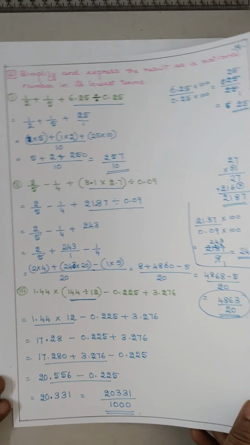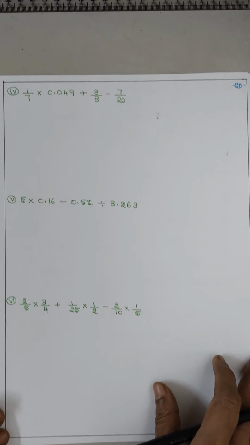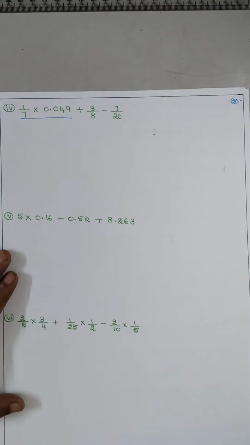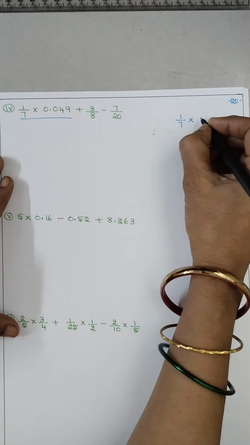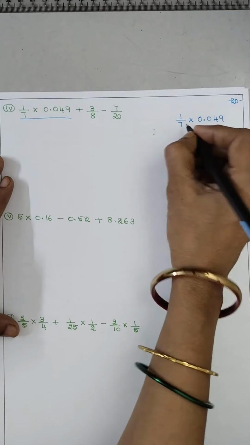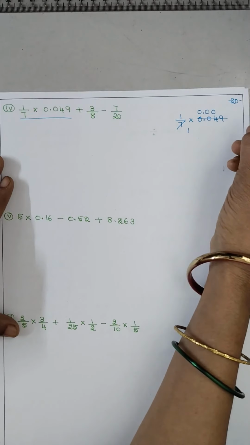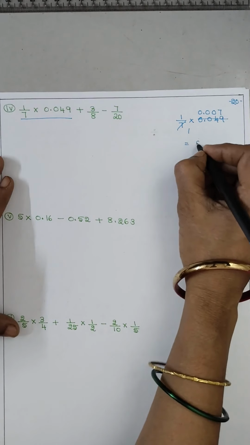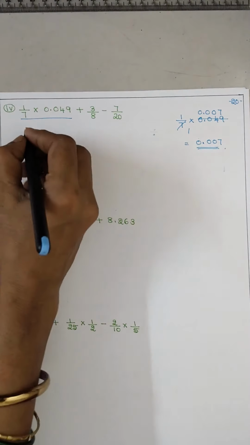Now coming to the fourth sum. It is a 1 by 7 into 0.049. First you have to multiply. So 1 by 7, 0.049, 7 ones are 0, 0, 0. Isn't it 4 because it is small? So 4, 9, that is 7. So answer is 0.007.